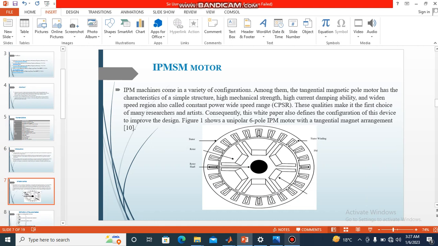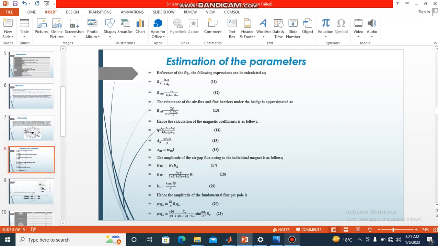Consequently, this paper also defines the configuration of this device to improve the design. Fig 1 shows a unipolar 6-pole IPM motor with the tangential magnet arrangement. Figures are shown. Next, estimation of the parameters. Some parameter estimations that we use in the project and research paper are also mentioned in the slide.